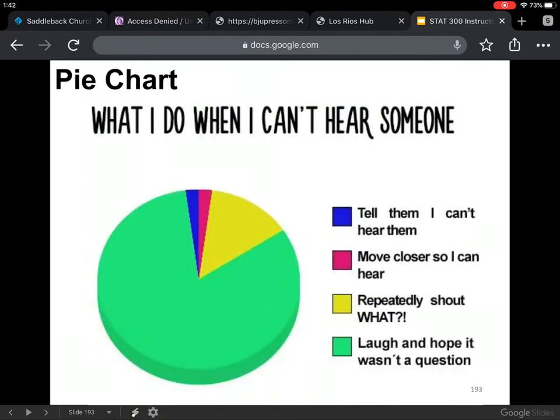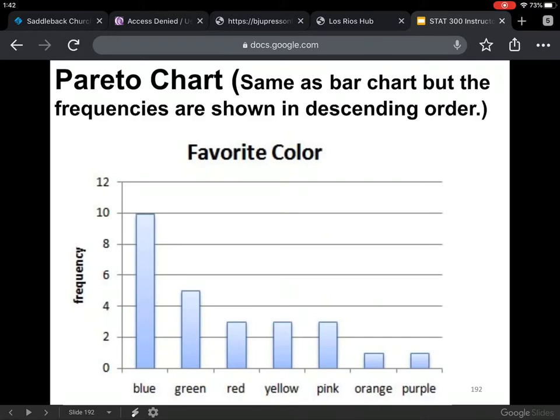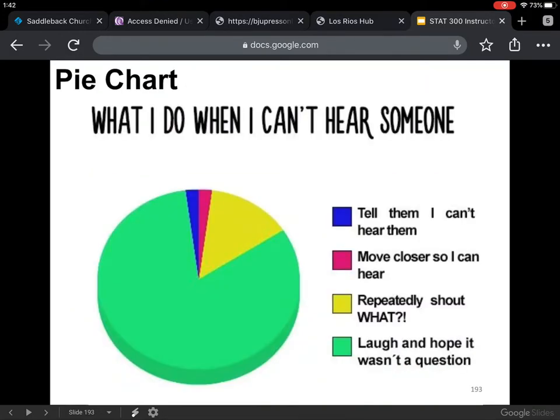Okay, so pie charts are another one. Basically, it's a circle, like a pie, and the area that's covered is the percentage of people that feel a certain way. So most people, it looks like, laugh and hope, in answer to this question: what do I do when I can't hear someone? Somebody asks you a question or they're talking to you. What do you do? Tell them you can't hear them. That's a small percentage of people.